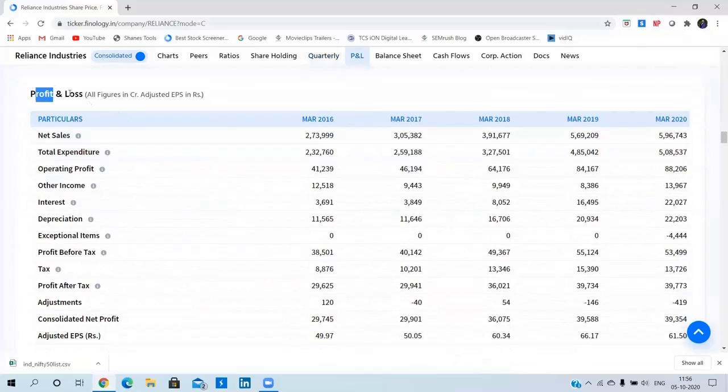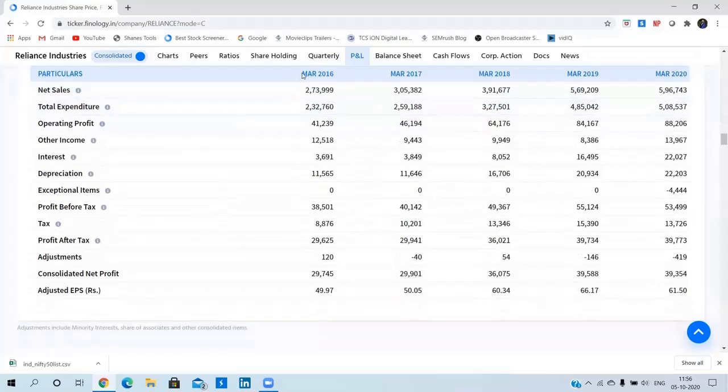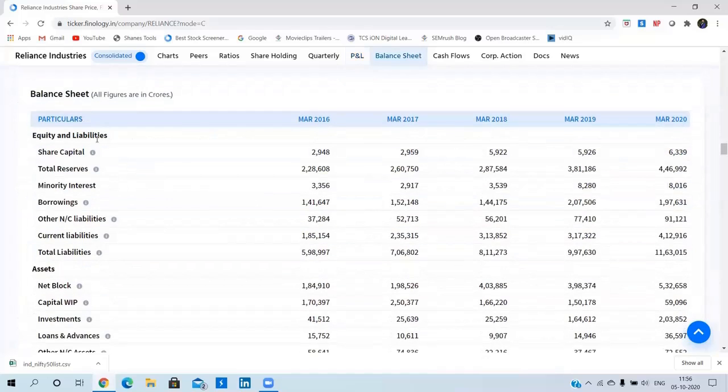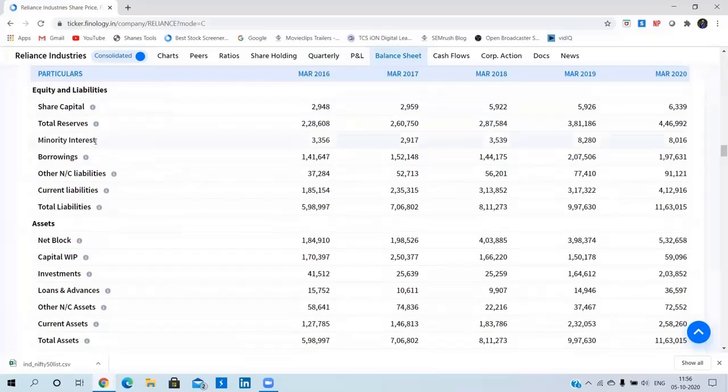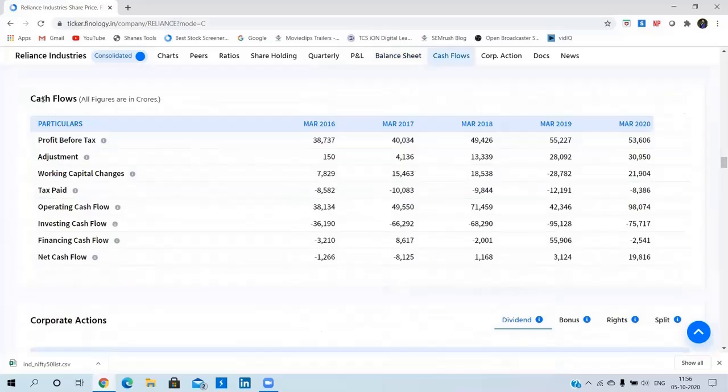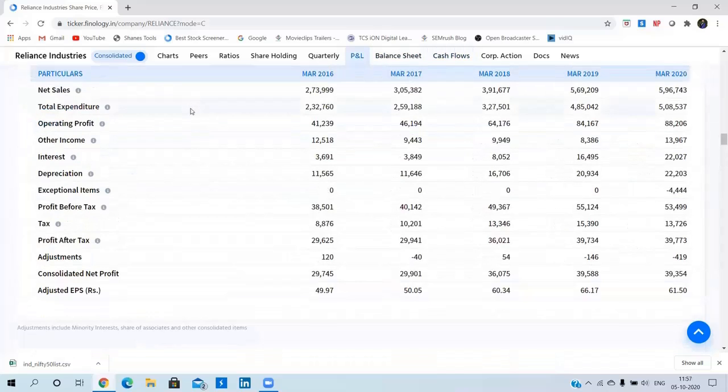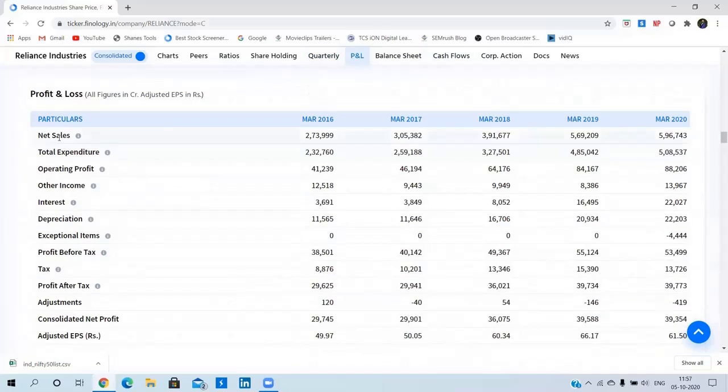Here comes the profit and loss statement. Here is the profit and loss statement of the past 5 years, I can say, right? Then the balance sheet that contains assets and liabilities, and cash flow statements. So guys, if you don't know these terms, like what total expenditure is, you can simply click your mouse here.